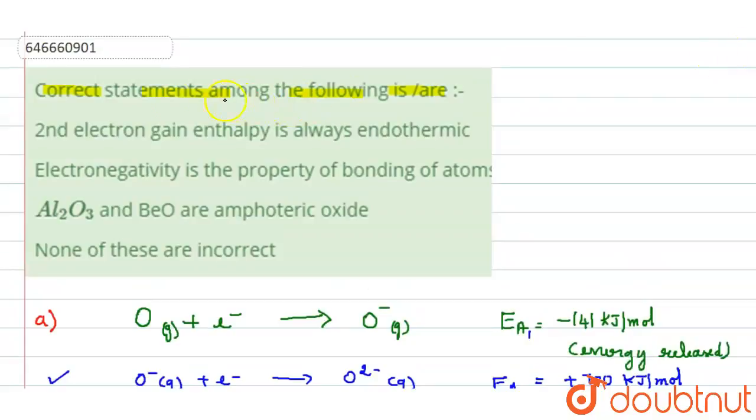With this regard, the correct statements among the following are all of 1, 2, 3. So option 4 should be the correct choice because none of these are incorrect. So for the given question, the correct choice should be option D.